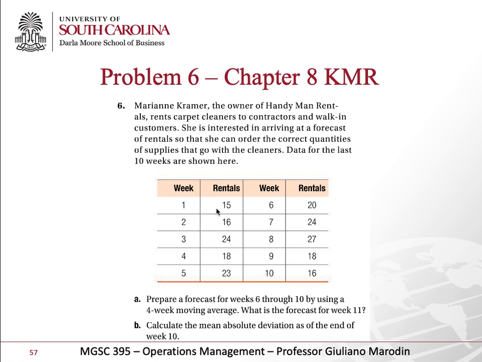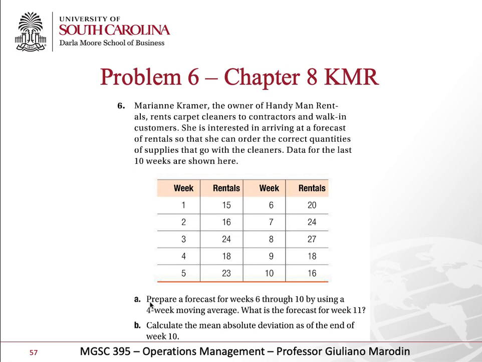So week 1 was 15. Week 2 was 16, week 3 was 24, and so forth. The problem wanted us to do the forecast for week 6 to 10 using a 4-week moving average. So, as we've seen before, the math is really easy. Just calculate the average. I know that you guys know how to do that very, very well. We trained you well.